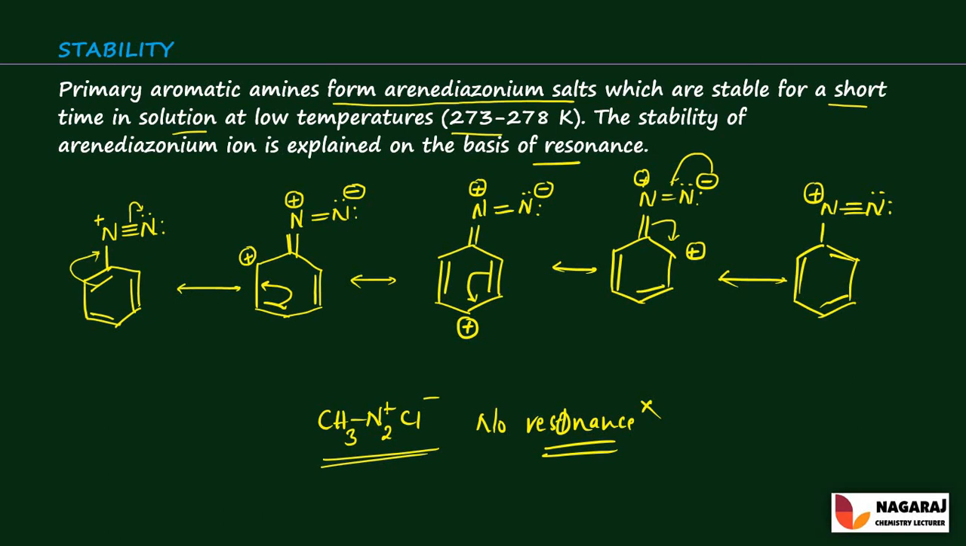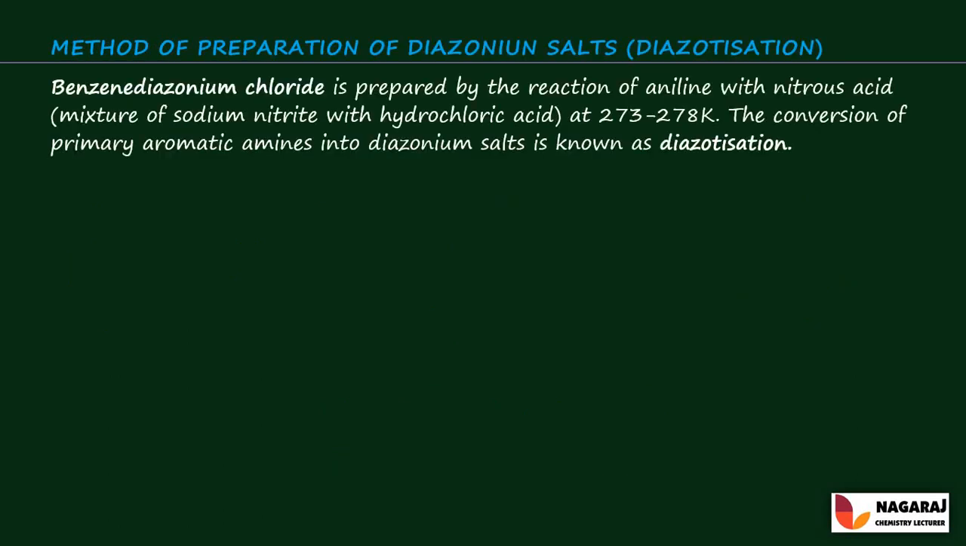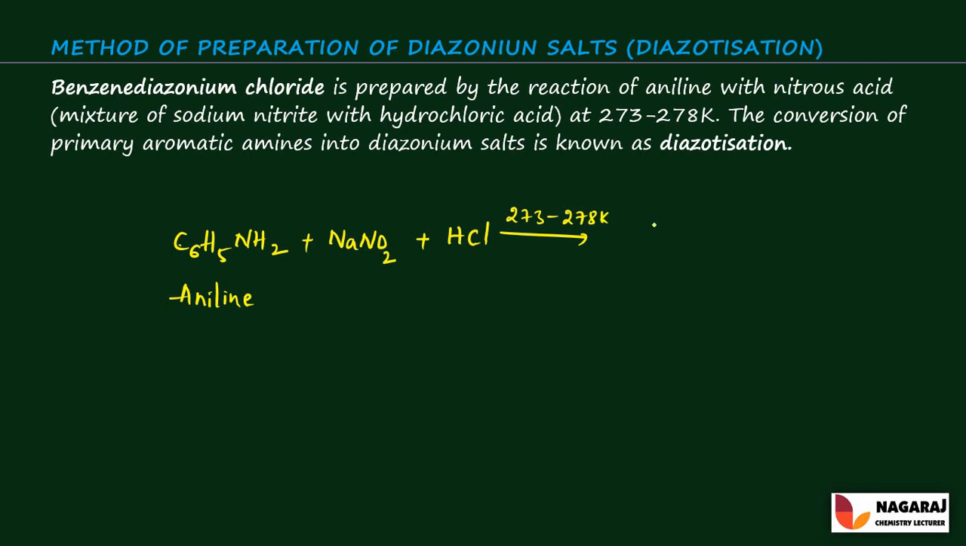Next, let us see the methods of preparation of diazonium salts. Benzene diazonium chloride is prepared by the reaction of aniline, C6H5NH2, with nitrous acid, which is a mixture of sodium nitrite and hydrochloric acid. The reaction takes place at 273 to 278 Kelvin because these diazonium salts are stable only at this temperature. Above this temperature they are not stable.